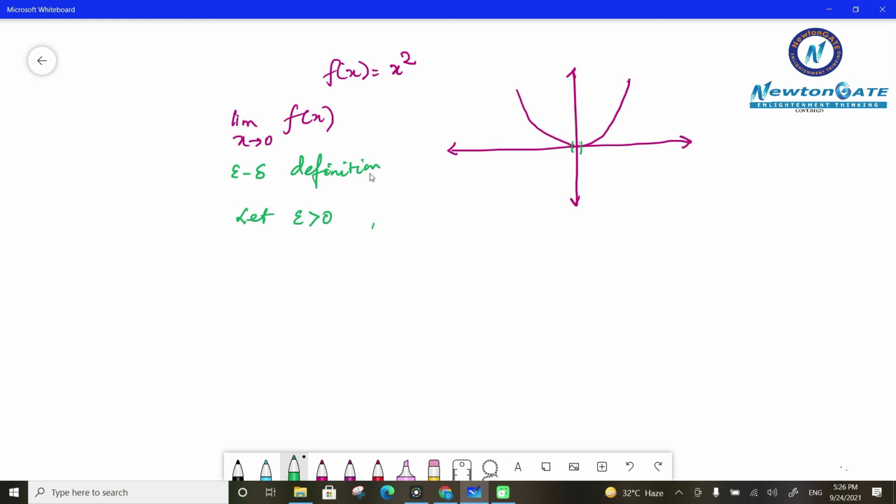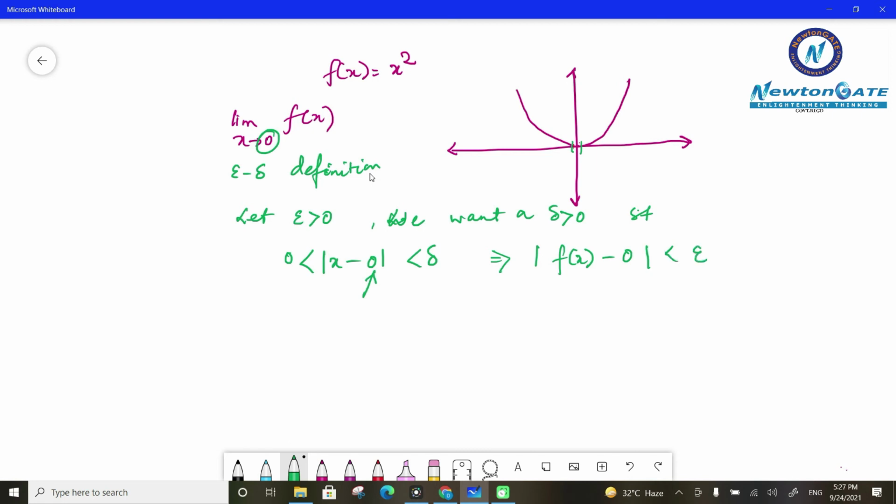So we want a delta greater than 0 such that mod x minus 0 is less than delta. Now where does this 0 come from? This. Okay, so if here it is not 0, it's 1, then this will be 1. If it is 2, then it will be 2. Basically whatever the limit is tending to, that we have to take. Okay, so as mod x minus 0 is less than delta, we can say that fx minus 0 will be less than epsilon.